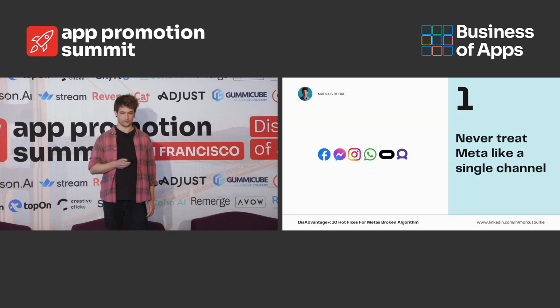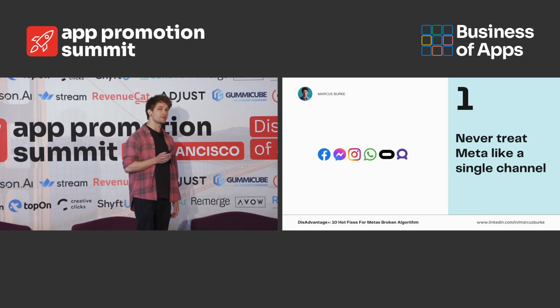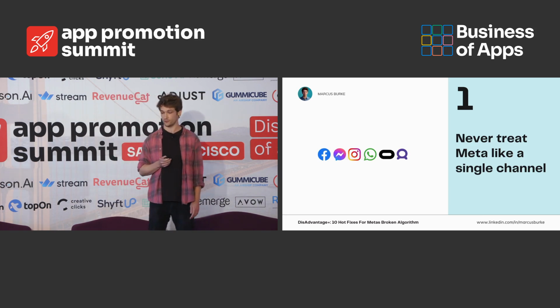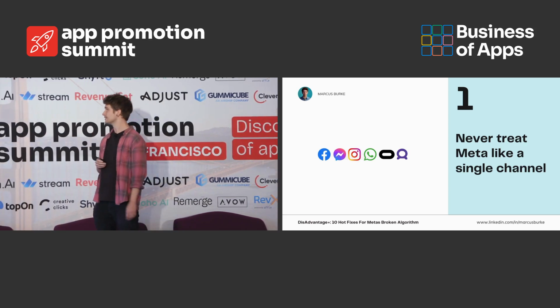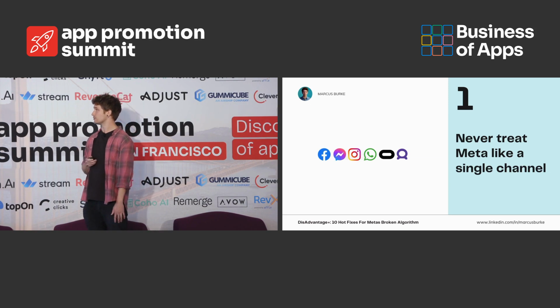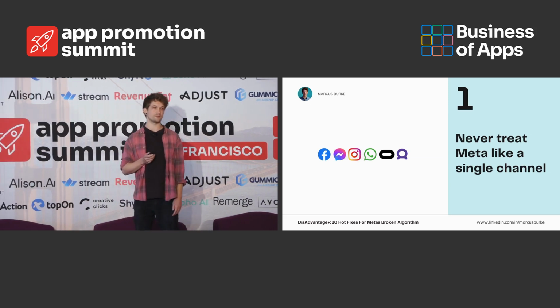Let's start on the first one. Big principle of mine is that you should never treat Meta as a single channel. In the end, they have a family of apps, as they call it, with Facebook and Instagram being, of course, the biggest ones, but then also Messenger is, for example, a placement you can advertise on.